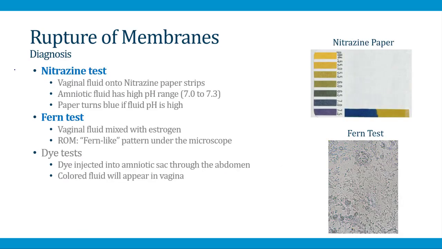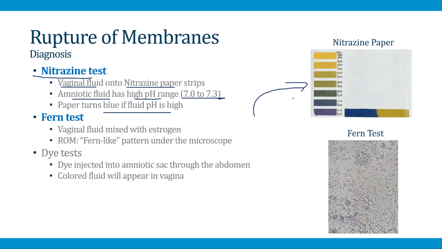So when a woman is approaching term and she has vaginal fluid leakage, you need to confirm that that fluid leakage represents rupture of membranes. It could be due to other causes like urinary leakage or discharge. So there are a couple of tests that can confirm that the membranes have ruptured. One is called the nitrazine test. In this test, you take a sample of vaginal fluid and you put it on nitrazine paper strips. The idea here is that amniotic fluid has a high pH in the range of 7 to 7.3, and this will turn the nitrazine paper strips blue if the pH is high.